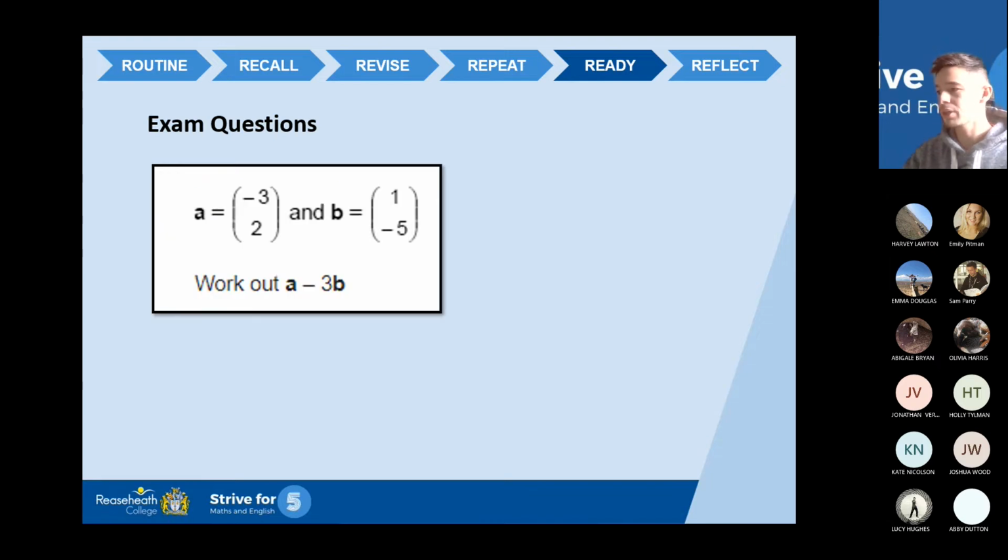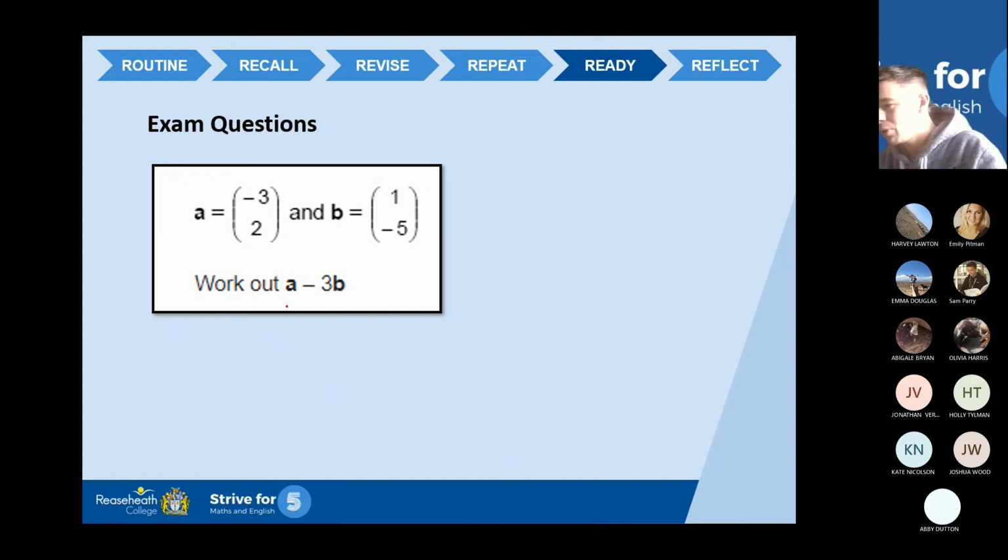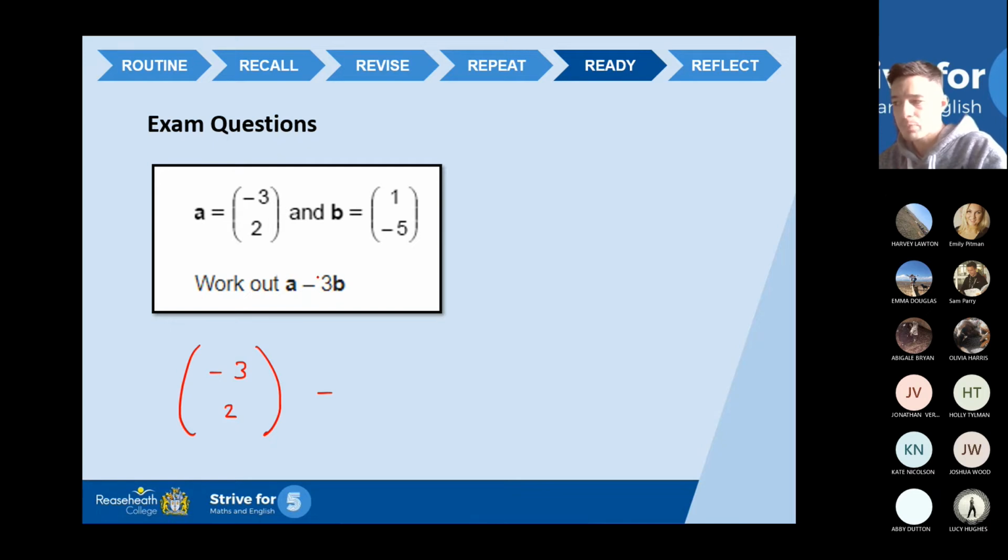Okay. Next one, we have A minus 3B. Now, it's a bit blurry, this, but hopefully you guys can see. But A stays the same, so that's going to stay at minus 3, 2. And then we're going to minus 3B. So 3B, I have to times B, or the values in B, by 3, top and bottom. So 1 times 3 will be 3, and then minus 5 times 3 is minus 15.